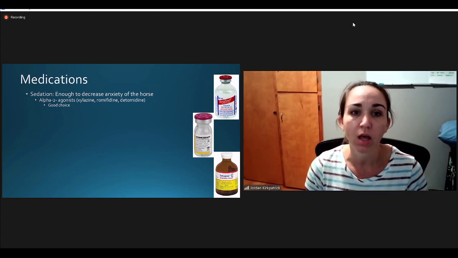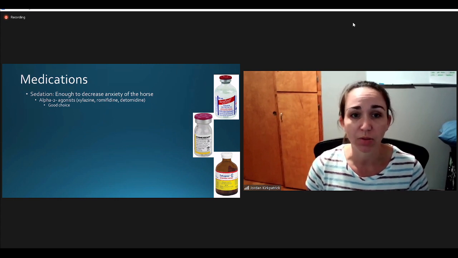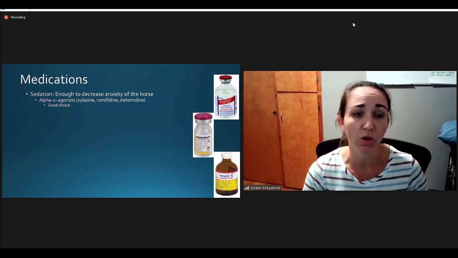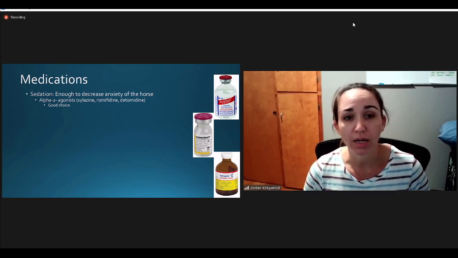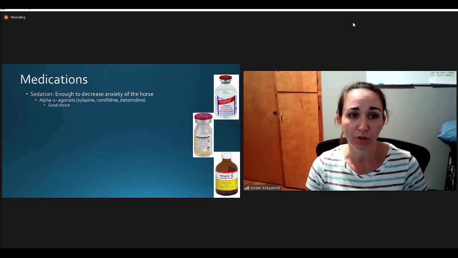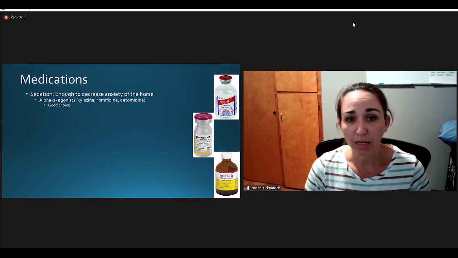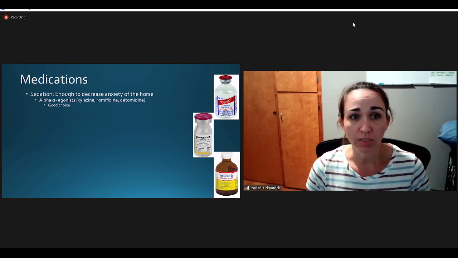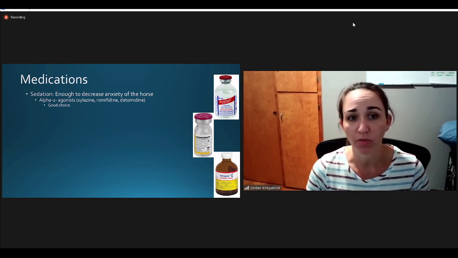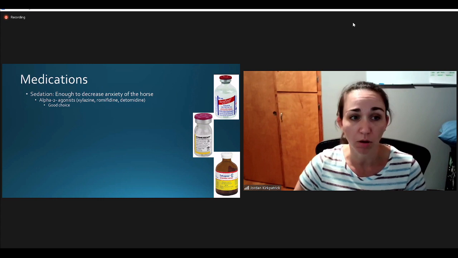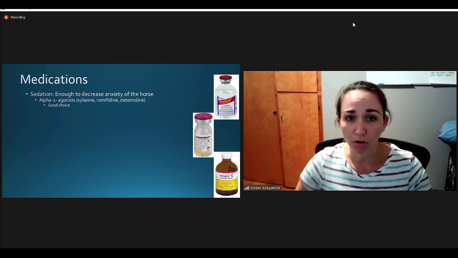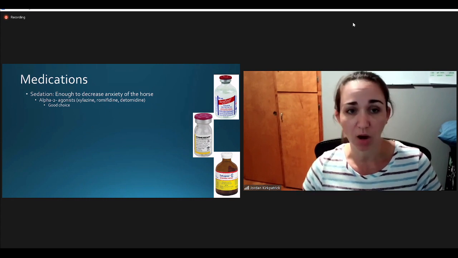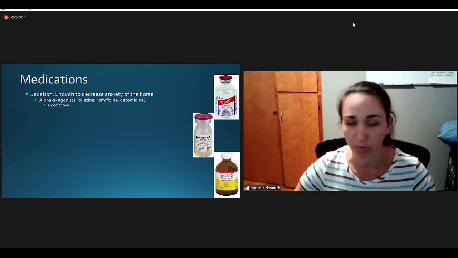So once you can get the affected limb stabilized where they can stand on it even a little bit, they tend to calm down. So the main sedatives we have here are alpha-2 agonists, and we have xylazine, romifidine, and detomidine. Those are three options. Xylazine is the shortest acting, romifidine is in between, and detomidine is the longest lasting sedative. These are all good choices just to help get the horse calm so that they're not flailing about while you're trying to evaluate them and stabilize the fracture.